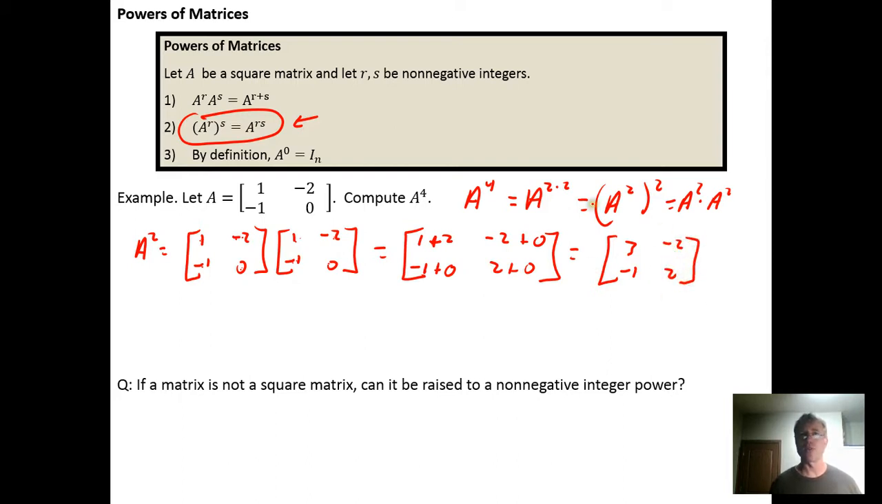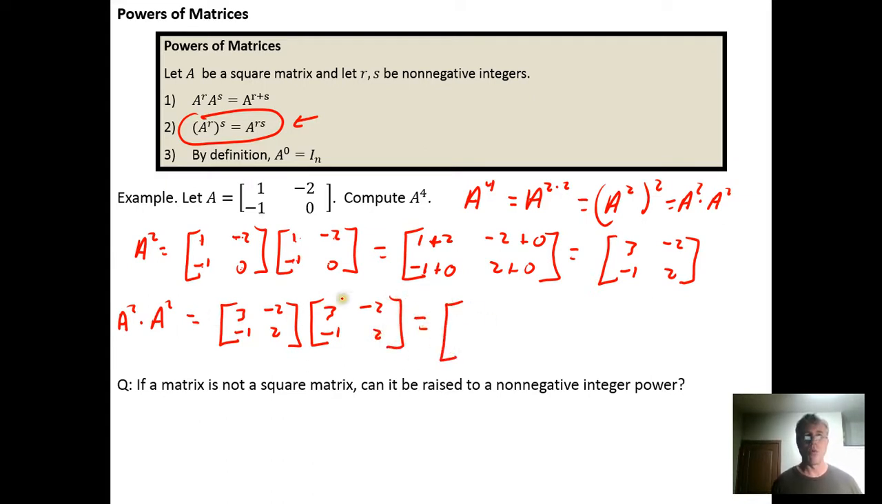And this is A squared, so to get A to the 4th, we just multiply A squared times A squared, which will be A to the 4th. So we get 3, negative 1, negative 2, 2 times itself. And by doing it this way, we save one product. We have to do one product calculation less by doing it this way.